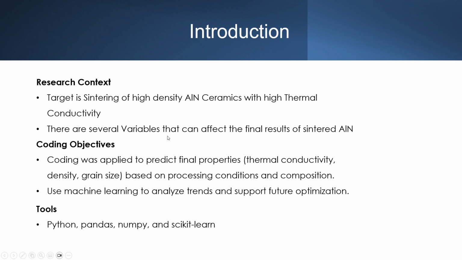There are several variables that can affect the final results of the sintered AlN, but we will discuss that later. So the coding will be applied to predict the final properties, which are the thermal conductivity, density, and grain size, based on the processing condition and composition. We can also use machine learning to analyze the trend and support future optimization. Some of the tools that will be used are Python, Pandas, NumPy, and scikit-learn.